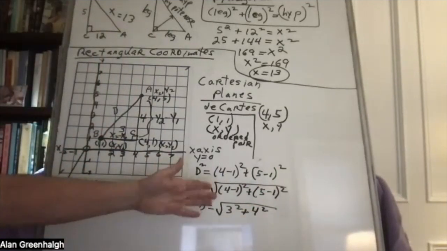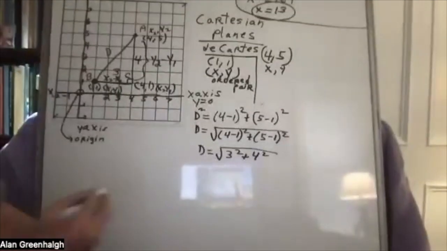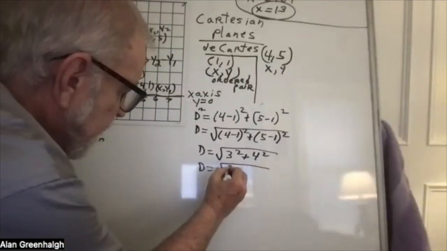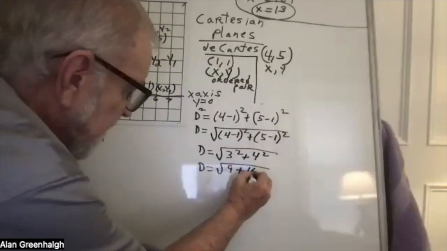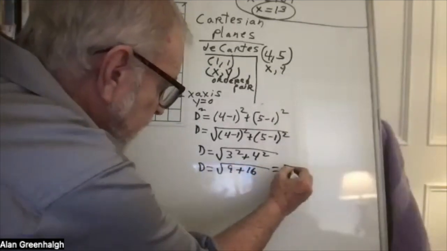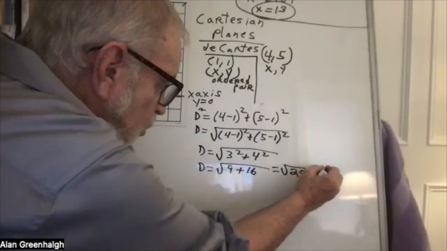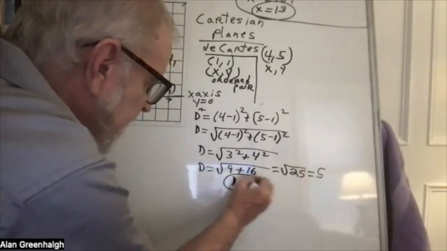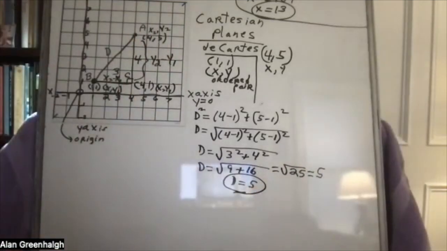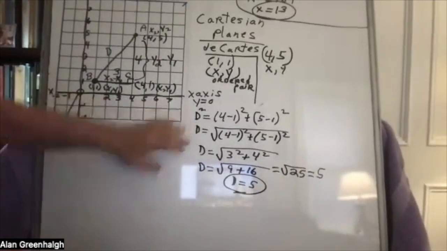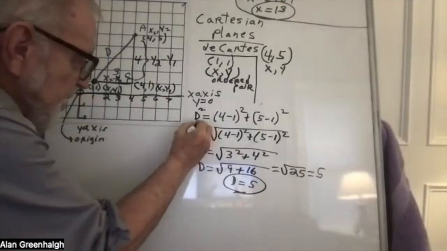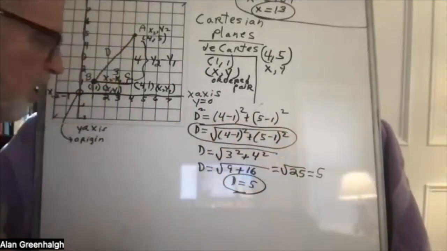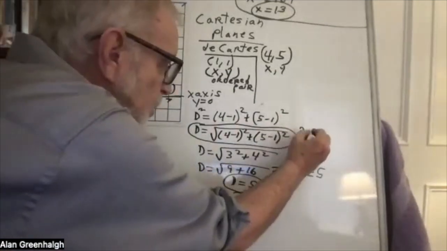And this is very easy to compute because d will be equal to the square root of 9 plus 16, which is equal to the square root of 25, which is equal to 5. The distance between point A and point B is 5. And what we just used here to figure this out is a very, very famous formula called the distance formula.